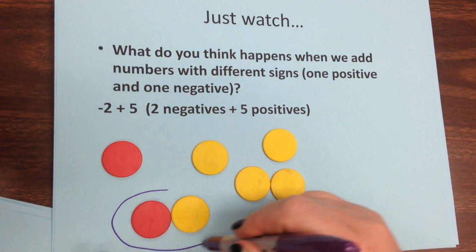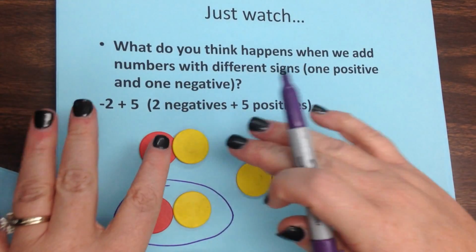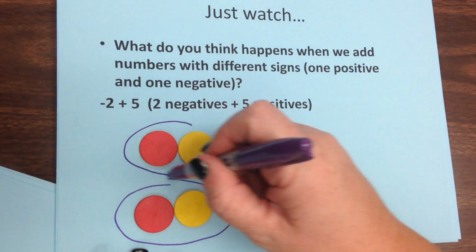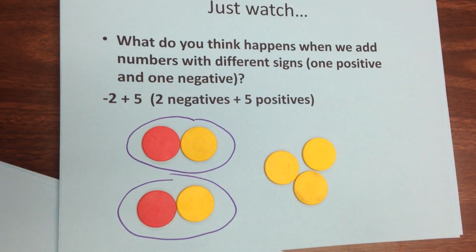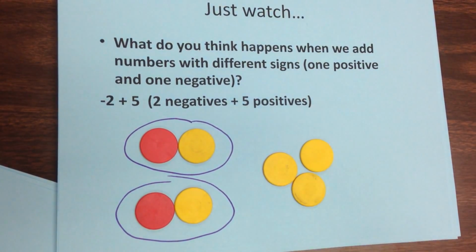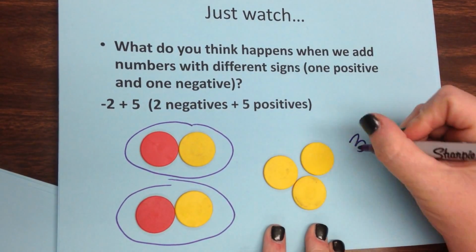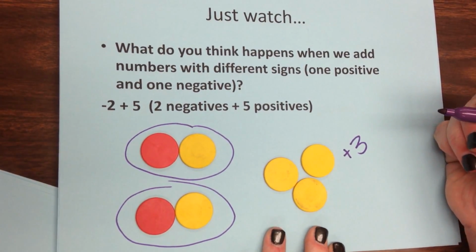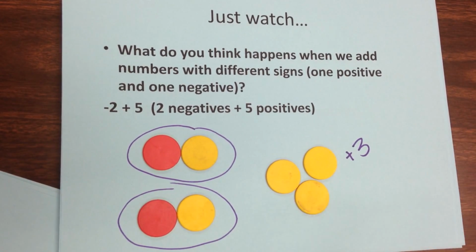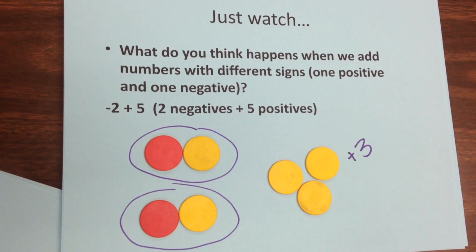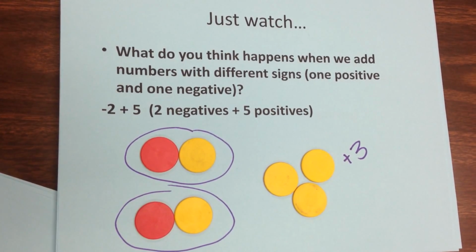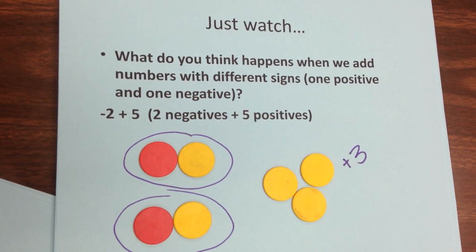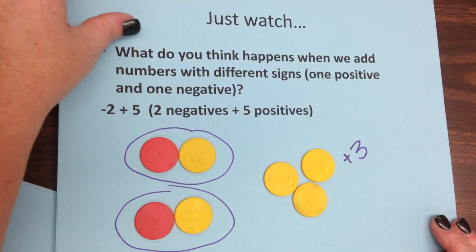And I'm just going to circle those and we call it a 0 pair. Here is another positive and negative and it's a 0 pair. So when I cancel those out, my positives and negatives, I have 1, 2, 3 positive integers left. So negative 2 plus a positive 5 would be positive 3. You could check that on a number line. You could start at negative 2 and you could move 5 spaces in the positive direction. You would end up at positive 3.